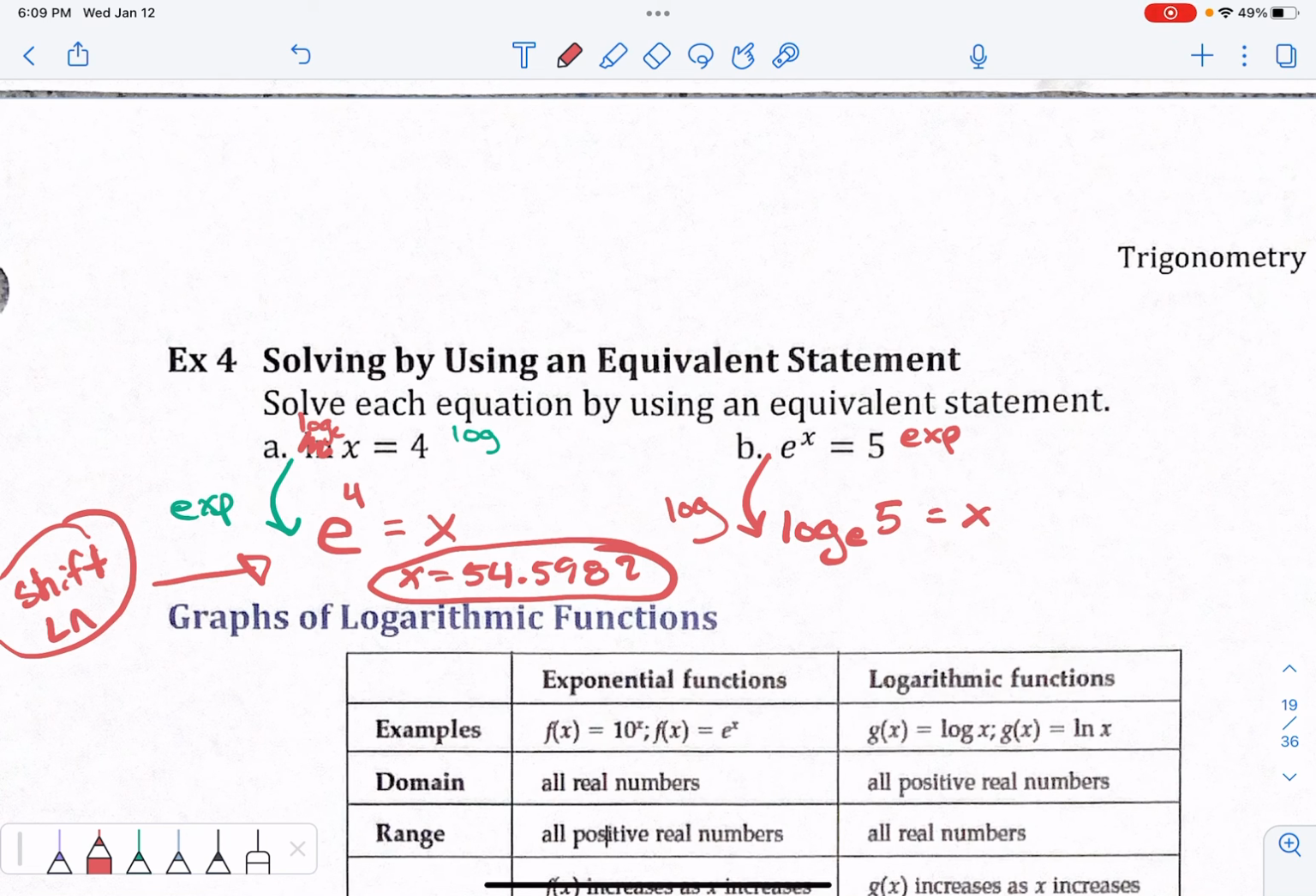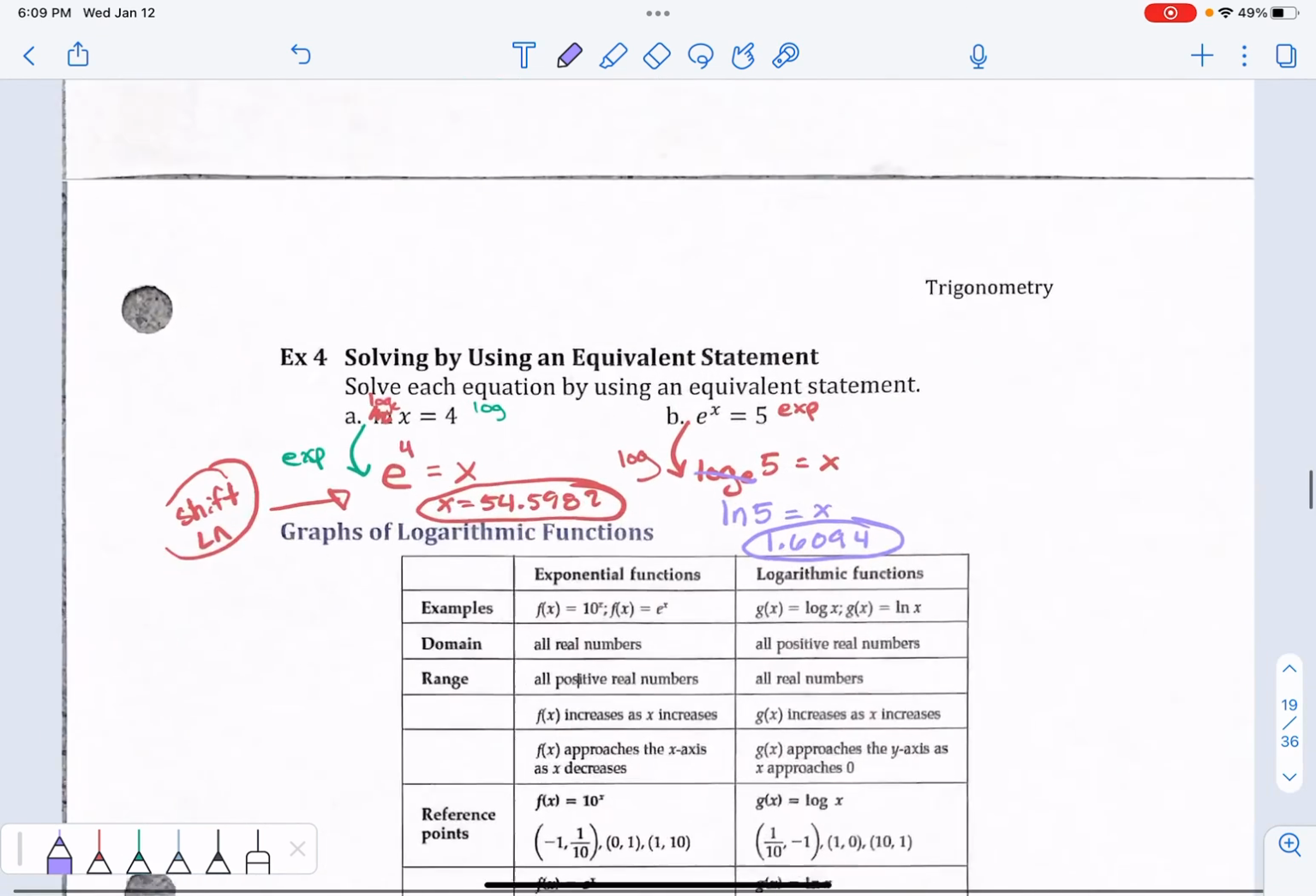So we have log base e of 5, and I'm going to type that into my calculator, but before I do that, I'm going to switch this. Log base e is the same thing as ln, and all I have to do is type in ln of 5, okay? So I'm going to go ln of 5, and it tells me that that is 1.6094, okay?